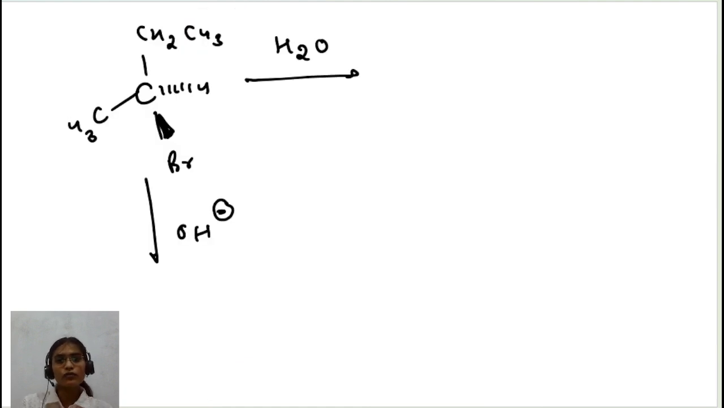Now the same question for you. This is condition A and this is condition B. So according to you, does A follow the SN1 mechanism or the SN2 mechanism? Because for SN2 mechanism we require a strong base, and for SN1 we require a not very strong base. So what do you think about A or B?